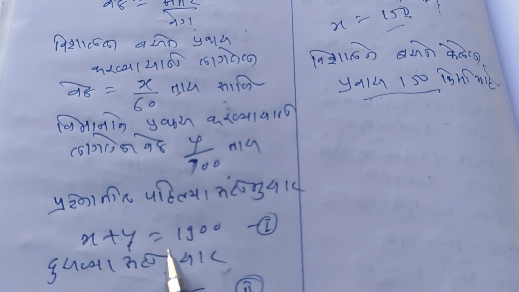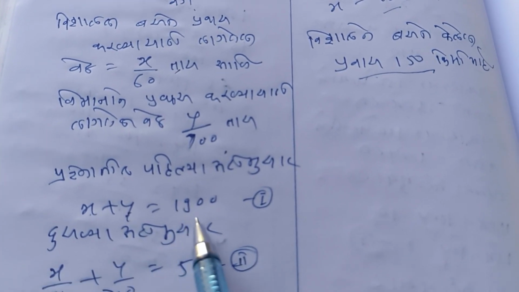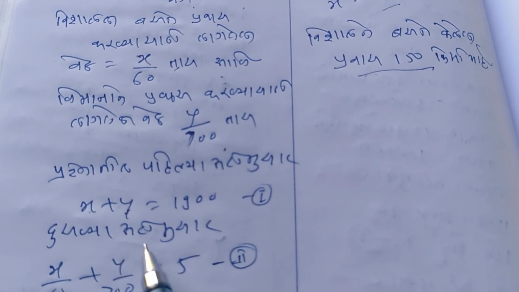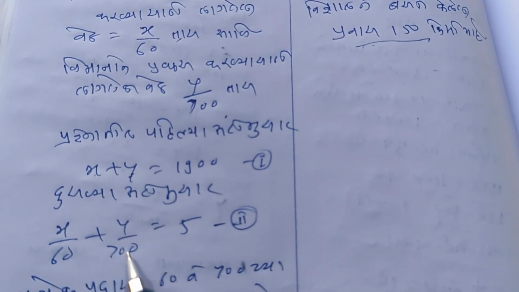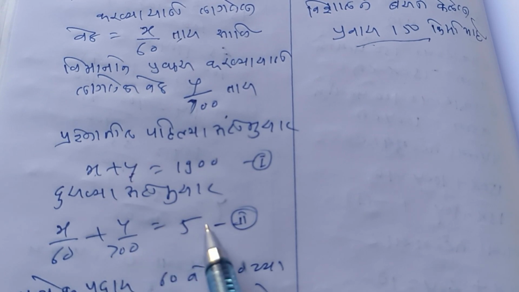x plus y is equal to 1900. This is the first equation. From the second condition, x upon 60 plus y upon 700 is equal to 5.